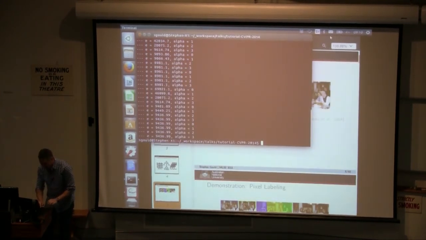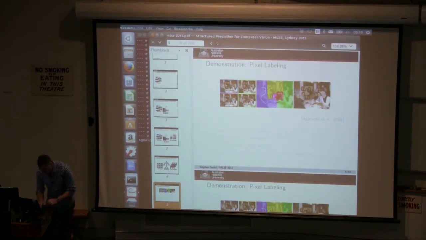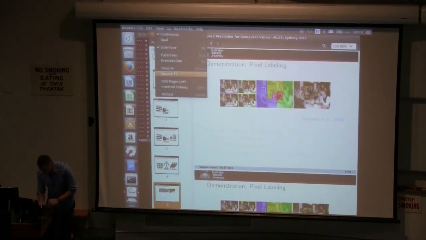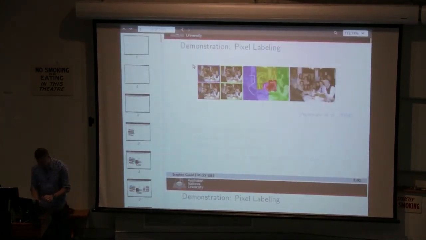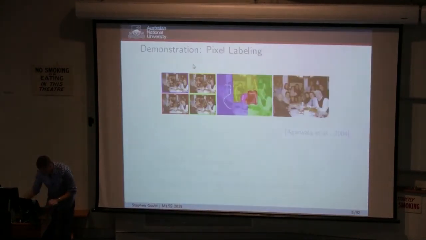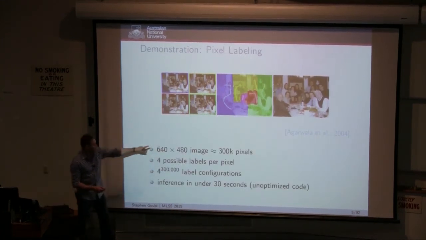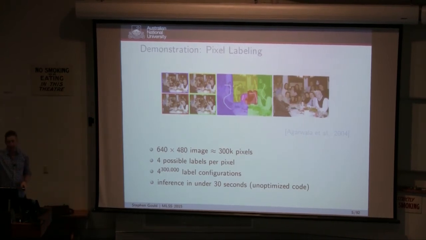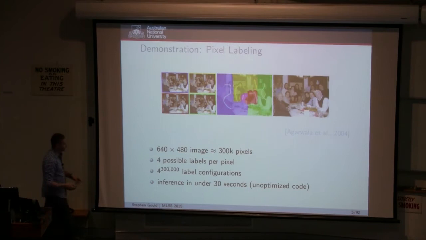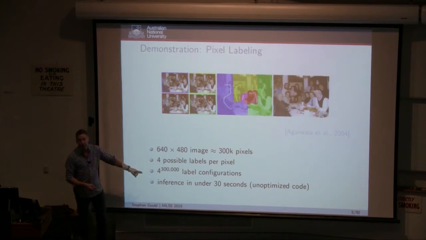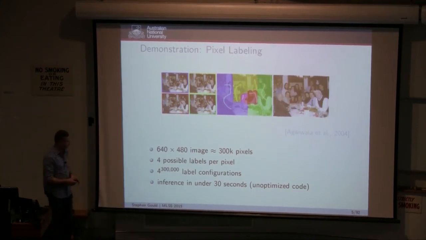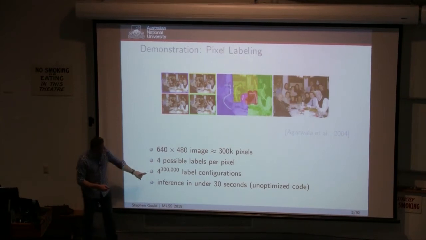Okay, so the important thing about this algorithm is that we've got this fairly large image, right? So we've got about 300,000 pixels that we're trying to infer. We're trying to label 300,000 variables. There are 4 possible labels per pixel. So the total number of ways that we can label all of these pixels, the total number of synthetic images that we could generate, is 4 to the 300,000. Anybody know what that is? Quickly? Okay, it's a big number.